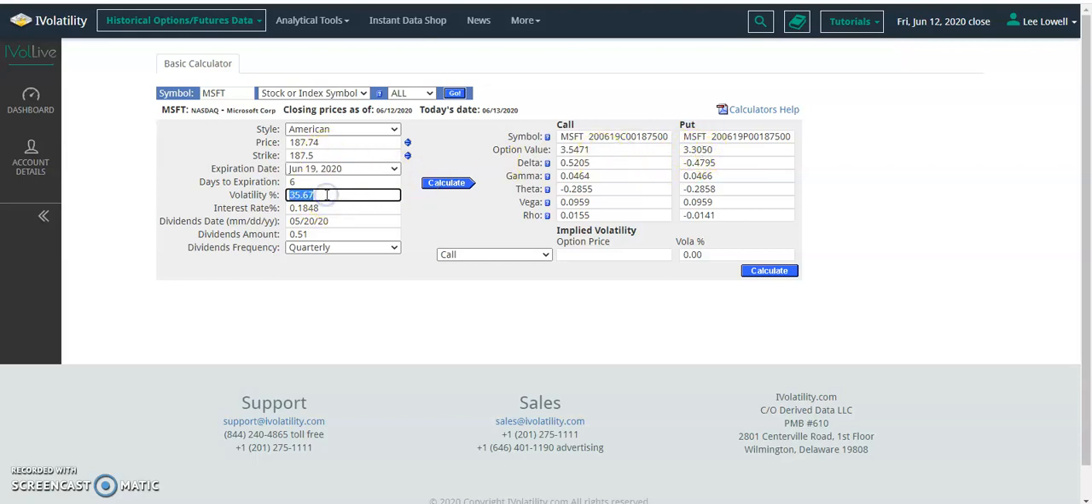Let's see what happens if we bump that up to about 80%, which was happening not that long ago. Click calculate, and you can see both option prices changed dramatically, right? They bumped up in price, and everything else is the same. The price was the same, the strike price was the same. The only thing we changed was the volatility input. Both call option and put option values doubled in price just because of the change in volatility. If we move it down to say 60%, calculate. So volatility is a big deal in the pricing of options.